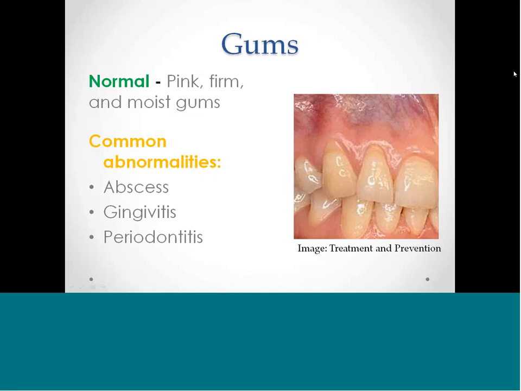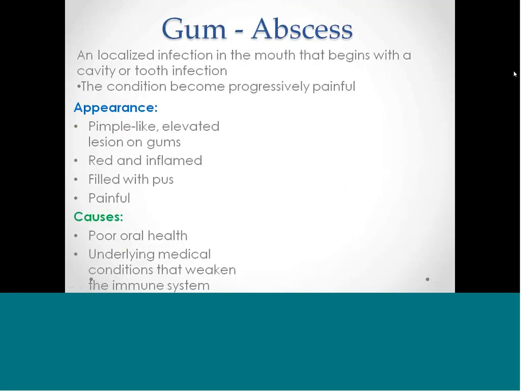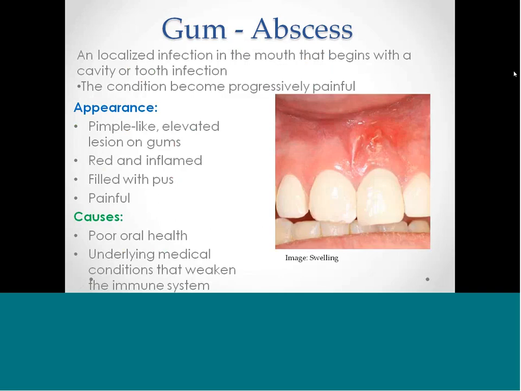Gums. Healthy gums should appear pink, firm, and moist in all areas of the mouth. Some common abnormalities of the gums include abscesses, gingivitis, and periodontitis. Gums with an abscess on them will appear swollen or round-shaped, pimple-like, red, filled with pus, and could be painful.